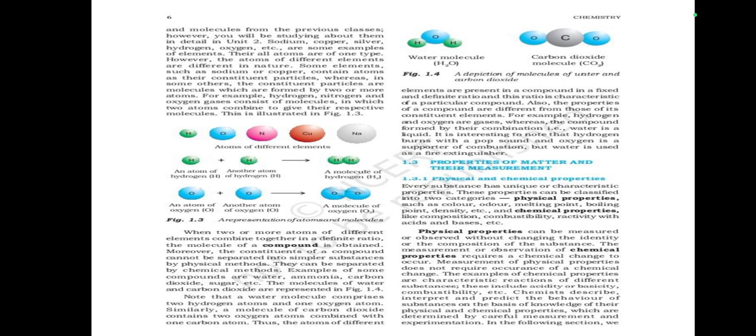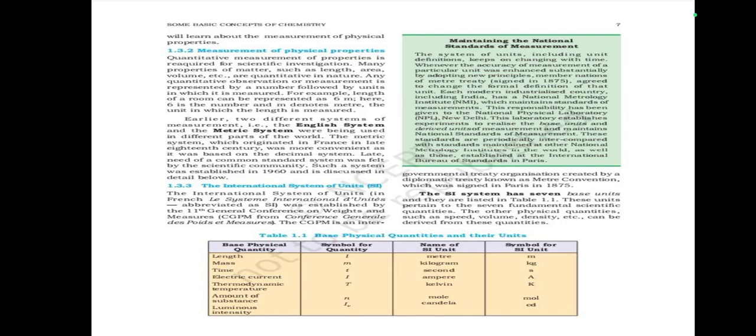Chemists describe, interpret, and predict the behavior of substances on the basis of knowledge of their physical and chemical properties, which are determined by careful measurement and experimentation. In the following section, we will learn about the measurement of physical properties.